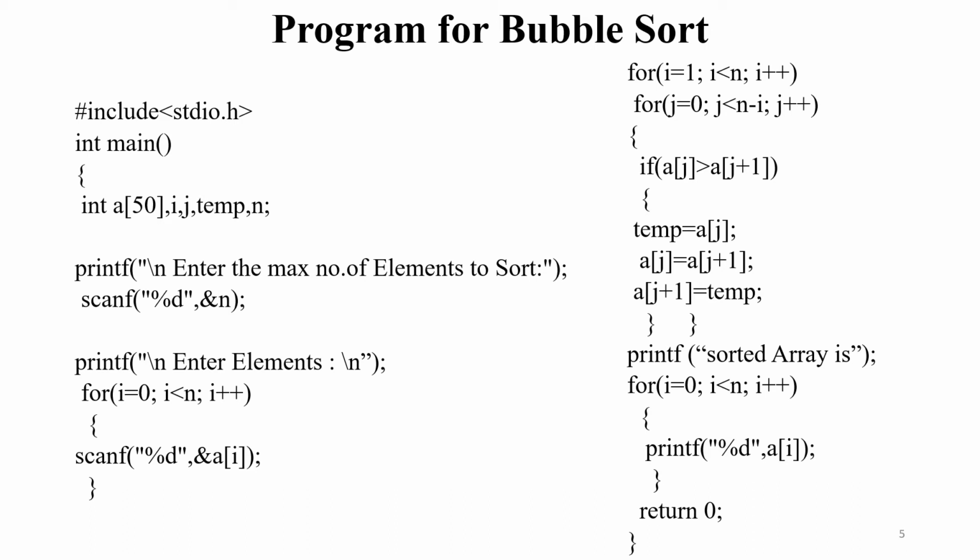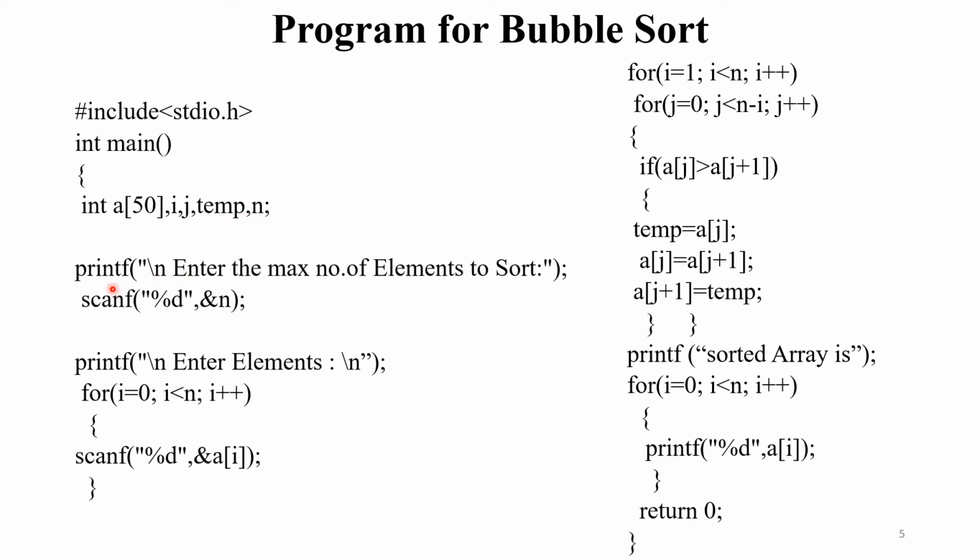Program for bubble sort. Now, are all of you clear about the working of the algorithm? So here the program is: first we initialize the array. This array name is A and size is 50. I is used for passes and J is used for iteration and comparing two elements. Temp is a temporary variable used for exchanging or swapping two variables. N is the size of the array.